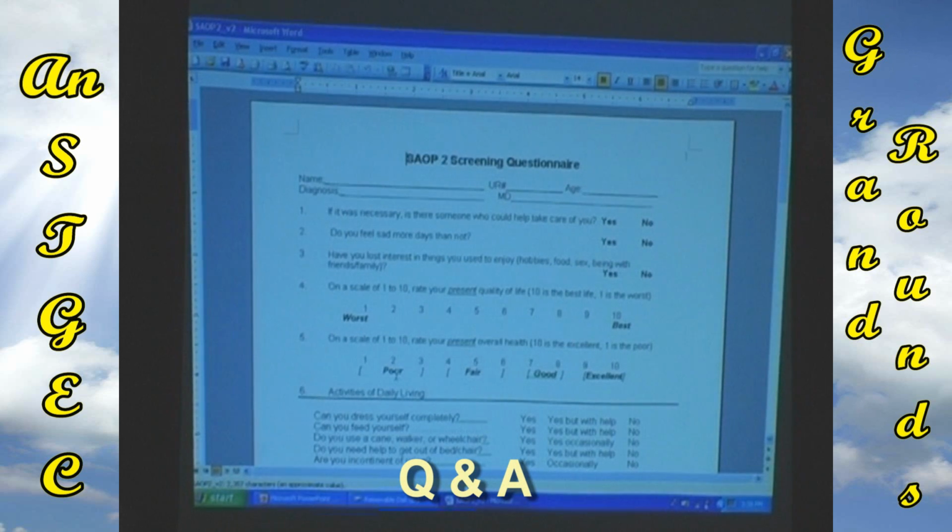Okay, so here is our screening questionnaire. It's a very simple set of yes or no questions. On one side of the page, patients check whatever their answer is. And then on the other side, they have those first screening questions and the mental status. If it was necessary, is there someone who could help take care of you? Yes, no. The two-question depression screen: do you feel sad more days than not?